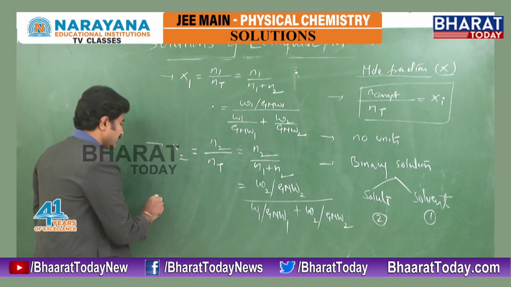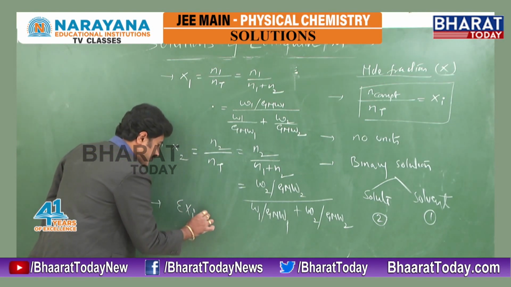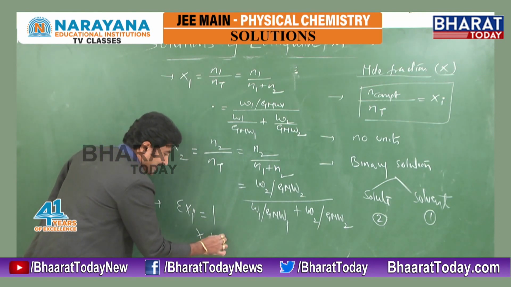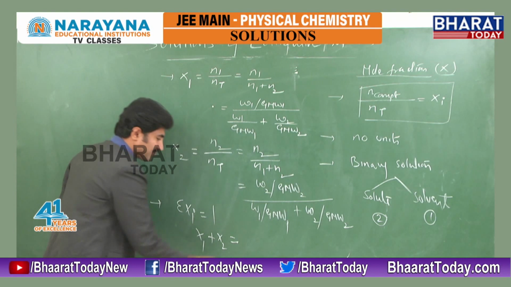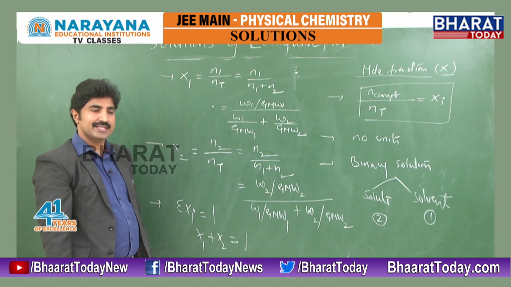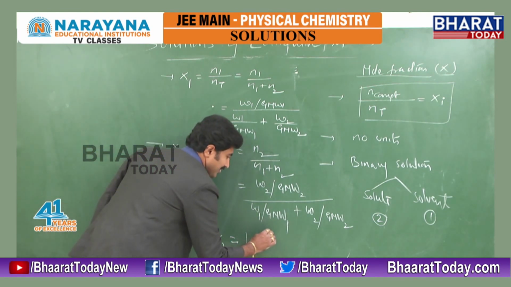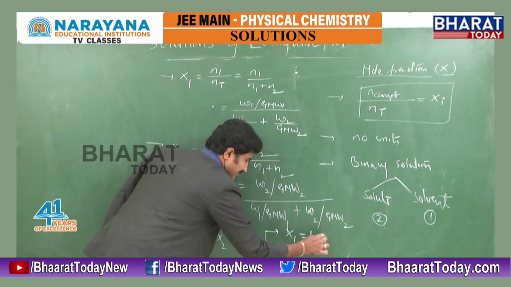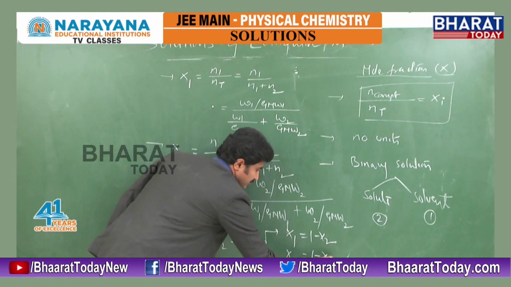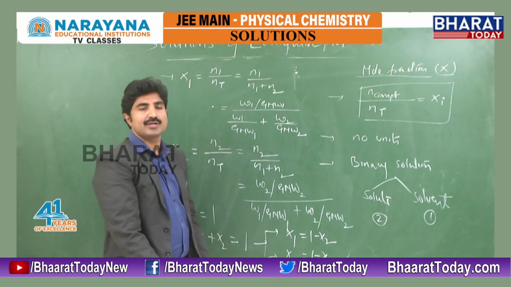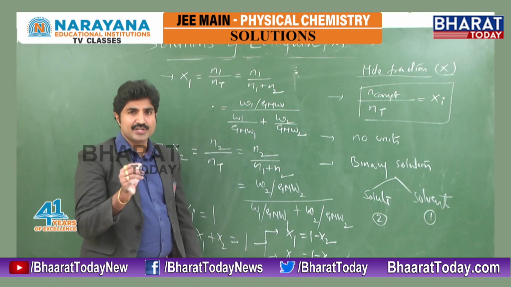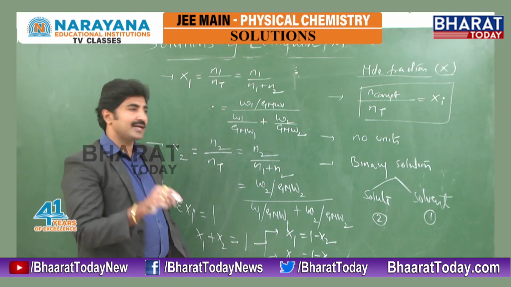In any solution, the sum of the mole fractions must be equal to 1, because if you take x1 plus x2 from the expressions, this is equal to 1. Sum of the mole fractions of all components in the solution is equal to 1. From this, in a binary solution, x1 is equal to 1 minus x2, and x2 is equal to 1 minus x1. And it is the ratio of the moles, that's why no units. Okay, what is the relation between molality and mole fraction?